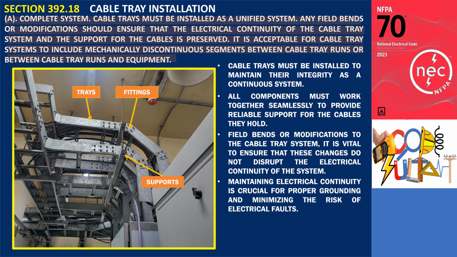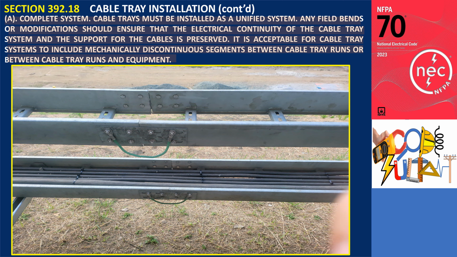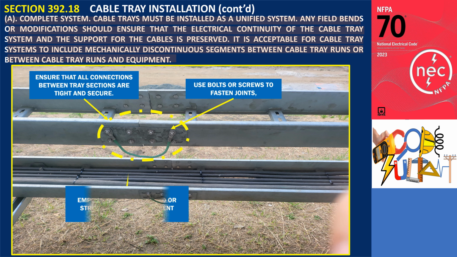Maintaining electrical continuity is crucial for proper grounding and minimizing the risk of electrical faults. Any modifications should be carefully planned to avoid creating weak points or interruptions within the system. To maintain the integrity of field bends and modifications, it is important to ensure that all connections between tray sections are tight and secure. Use bolts or screws to fasten joints, minimizing gaps, and employ a grounding braid or strap to connect different segments of the tray to preserve electrical continuity.